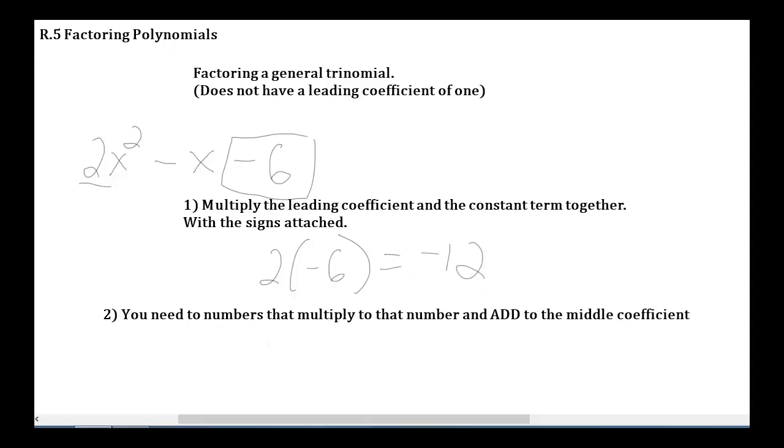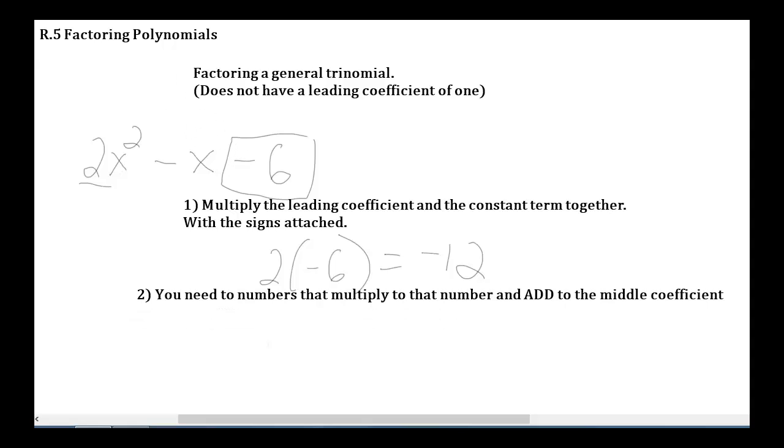Then you need two numbers that multiply to this number and add to the middle coefficient. So here the middle coefficient I have is a minus 1. So I'm taking minus 12, and I need two numbers that multiply to minus 12 and add to that middle number. So here the only two that are going to work are minus 4 and 3. Minus 4 times 3 is a minus 12. And minus 4 plus 3 is a minus 1.